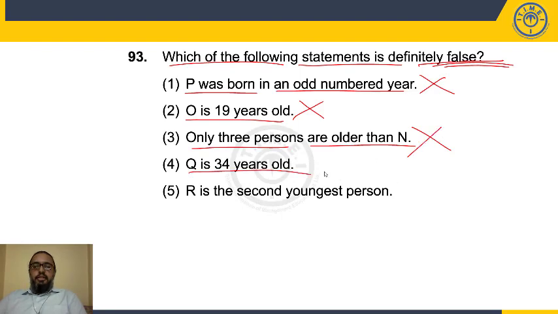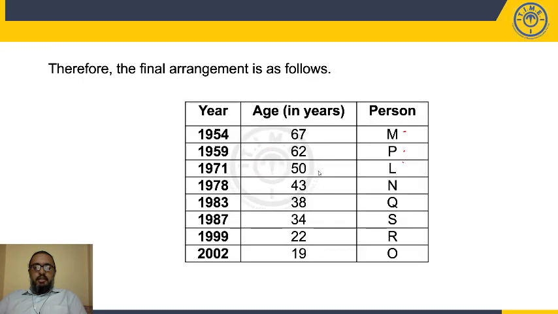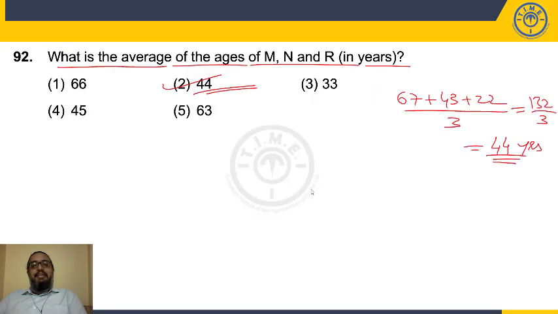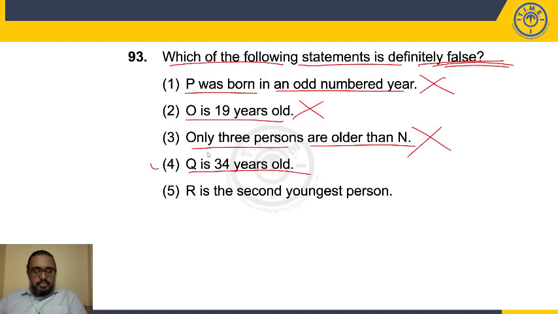Q is 34 years old. No. See, Q is 38 years old. So this is the wrong information that I have. So you choose that as your answer, because the question asks for the statement that is definitely false. And the fifth will also be correct information, so you cannot choose that option. Understood that? Okay. Fourth option. Choice 4.